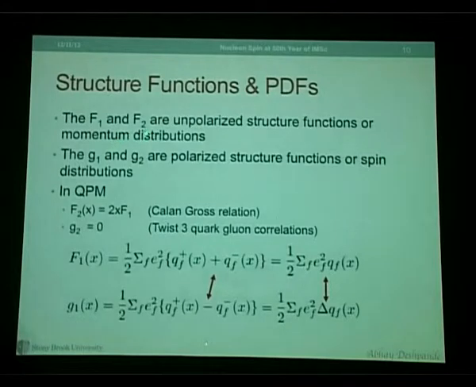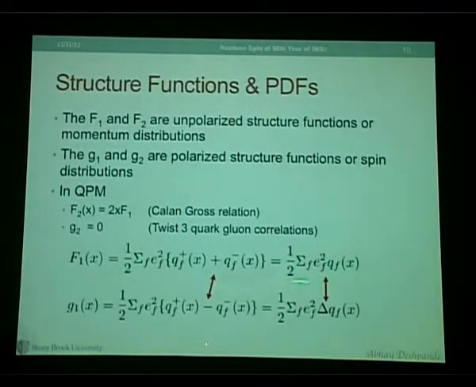So F1 and F2 are the unpolarized structure functions of momentum distributions. G1 and G2 are the polarized structure functions and the spin distributions. In the quark-proton model, you simply have this relation between F2 and F1, and G2 was 0. You don't have to know the details of that. Just know that this F1 has a representation in which, for each flavor, the quark aligned with it and anti-aligned with it was summed over and averaged.